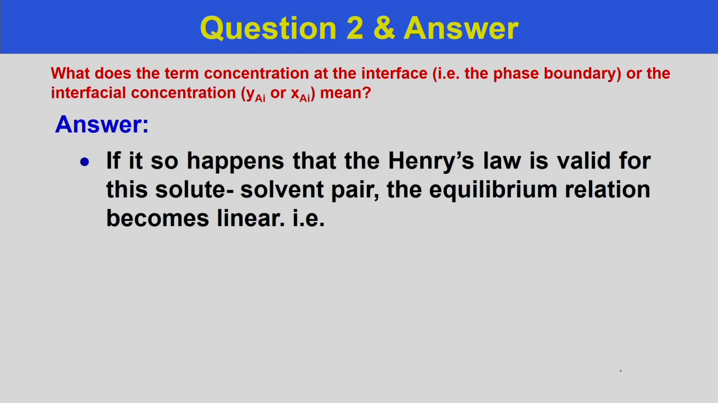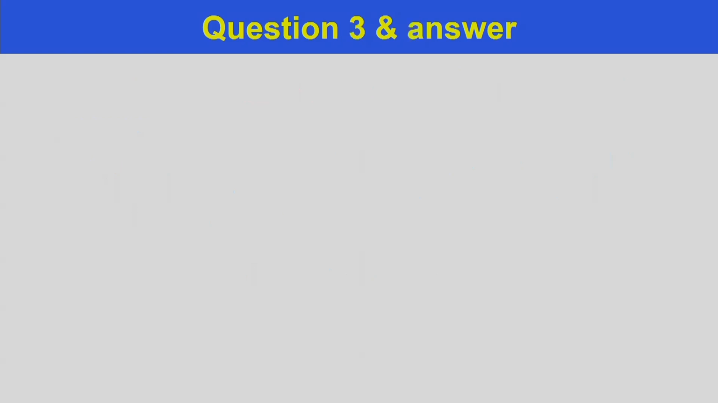and if it so happens that Henry's law is valid for this solute-solvent pair, the equilibrium relation becomes linear. If we can apply Henry's law at the interface, Y_AI would be equal to m X_AI.